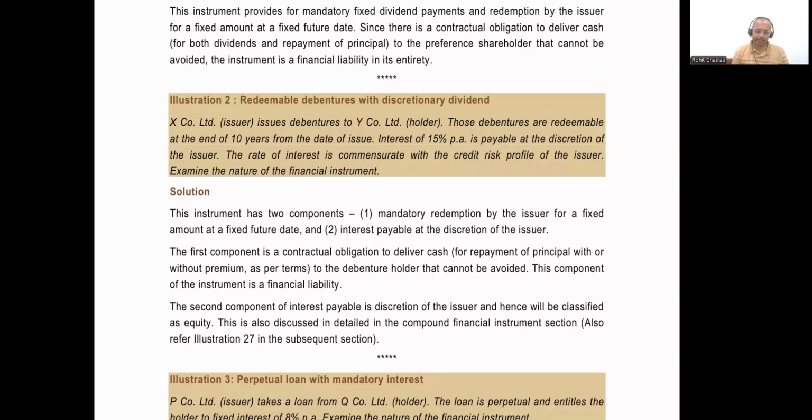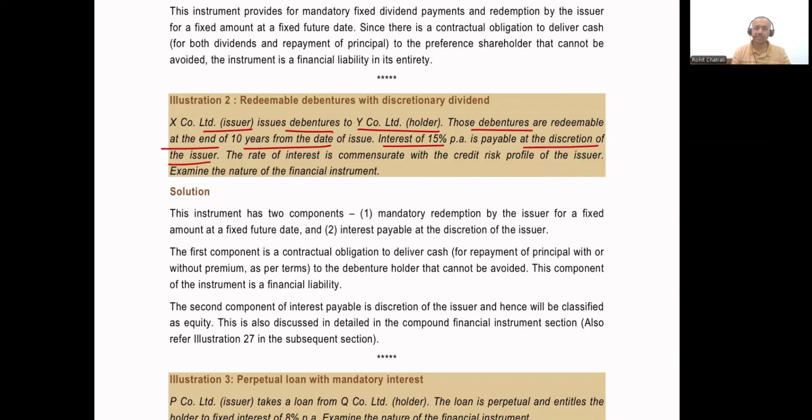Let's now take a look at illustration number 2. X Company Limited, which is the issuer, issues debentures to Y Company Limited, which is the holder. These debentures are redeemable at the end of 10 years from the date of issue. Interest of 15% per annum is payable at the discretion of the issuer.